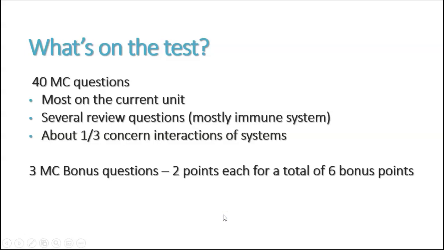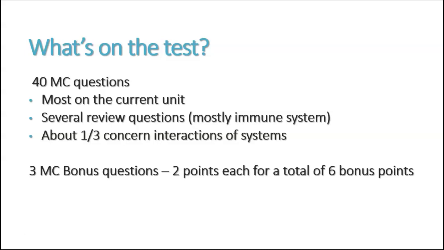There are 40 multiple choice questions. Most of the questions are on the current unit. There are several review questions, most of which are on the immune system, which is also one of the body systems and which we covered in our last unit. So be sure and look back over that.